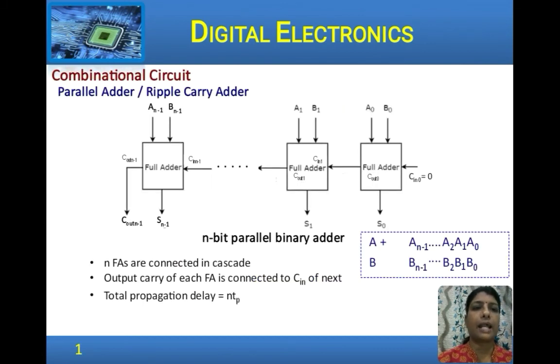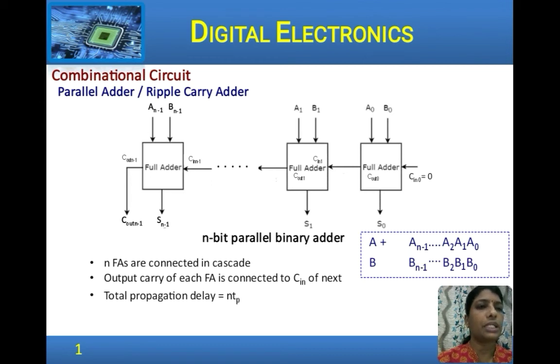First, parallel adders or ripple carry adders. They are used for adding n bits of two binary numbers. As indicated here, A and B are two binary numbers that are to be added and they have n bits each: A0 through An minus 1 and B0 to Bn minus 1. Both the binary numbers are to be added.